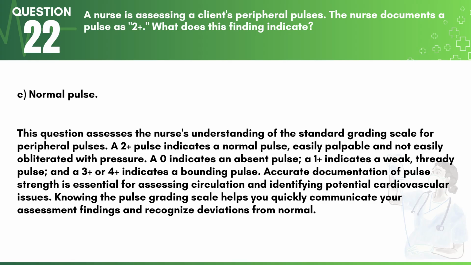Answer: C. Normal pulse. This question assesses the nurse's understanding of the standard grading scale for peripheral pulses. A 2+ pulse indicates a normal pulse, easily palpable and not easily obliterated with pressure. A 0 indicates an absent pulse, a 1+ indicates a weak, thready pulse, and a 3+ or 4+ indicates a bounding pulse. Accurate documentation of pulse strength is essential for assessing circulation and identifying potential cardiovascular issues. Knowing the pulse grading scale helps you quickly communicate your assessment findings and recognize deviations from normal.